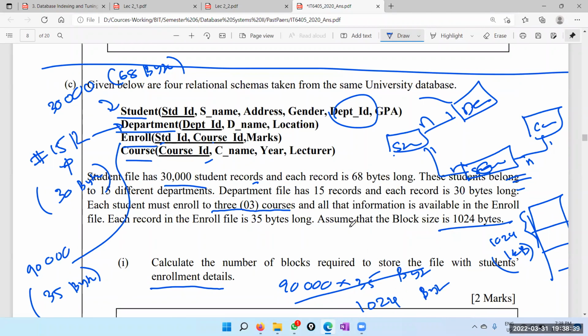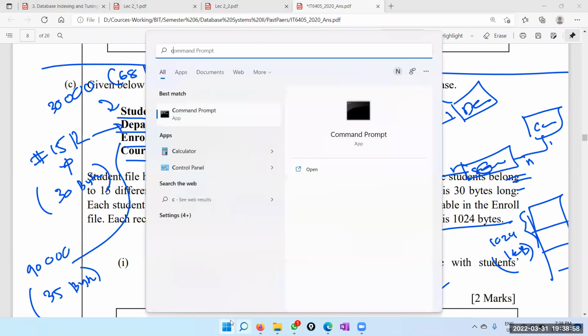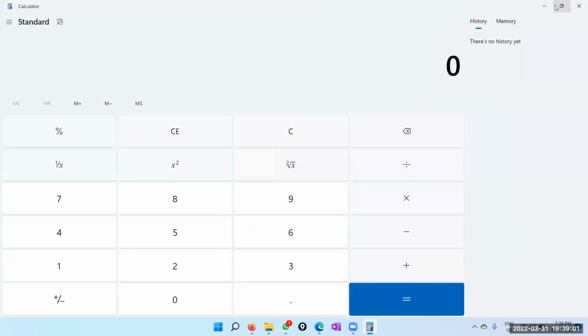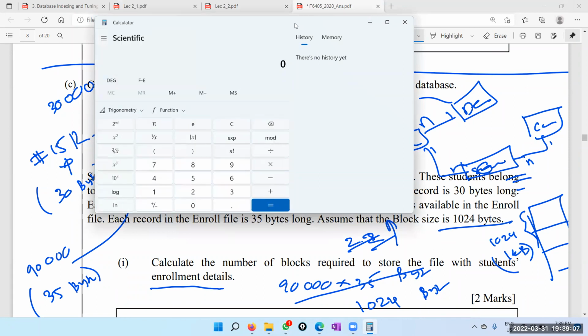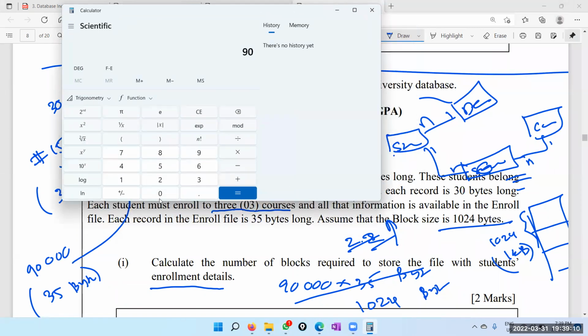And also, if it is 2.5 or 2.2, you have to say 3, because there's nothing called 2.2 blocks, right? You have to ceiling, not floor, not even rounding. So I will use the calculator. 90,000 into 35. If I make a mistake, just let me know. Divided by 1024.